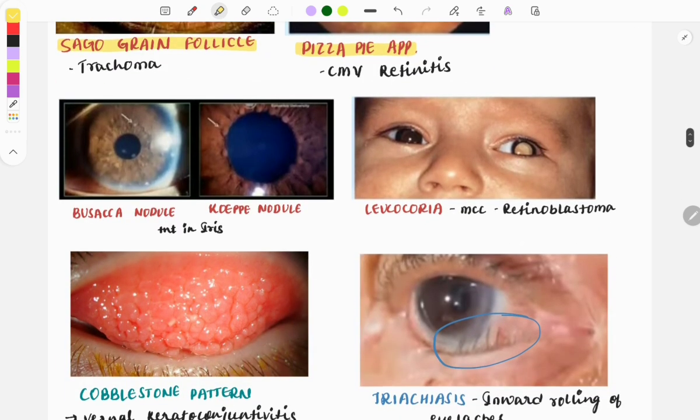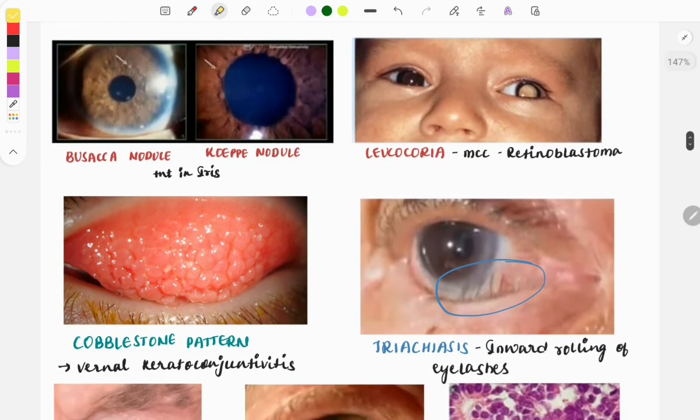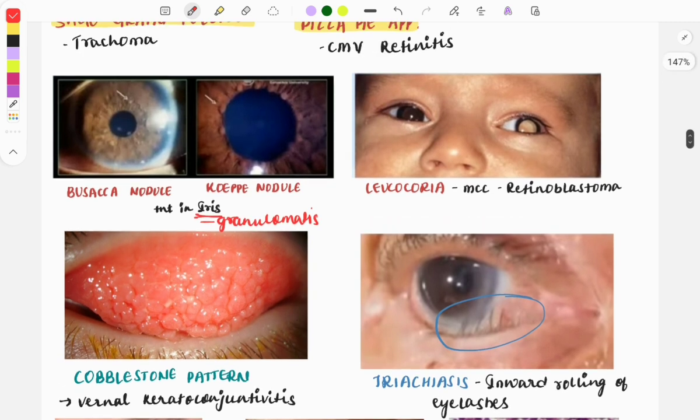Then moving on, you can see here two nodules, the Busacca nodules and the Koeppe nodules. These findings are seen in granulomatous uveitis, and they are seen in the iris. Okay, one another question asked: Koeppe nodule is present in which layer of the eye? So it is the iris. And in which uveitis is it seen? Then the answer is granulomatous uveitis. Okay, so these are certain important findings of the nodules which you must remember.